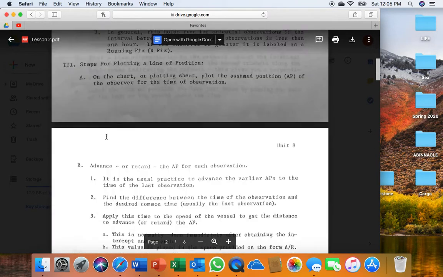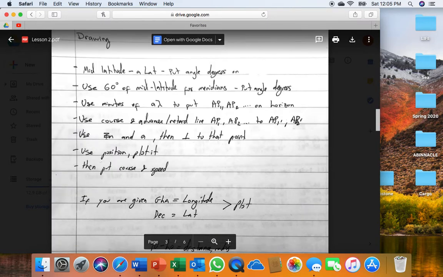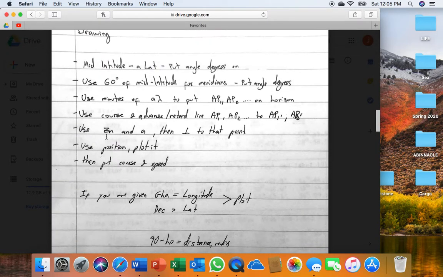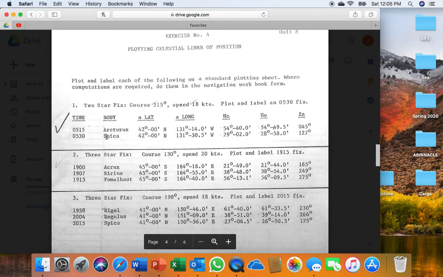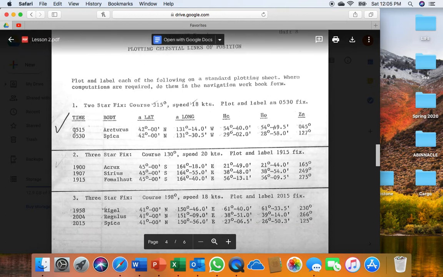You're welcome to read this. These are the rules, the steps for drawing LOPs, lines of position. And then we're gonna do this problem. Okay, so I have it pulled up right here in front of me.